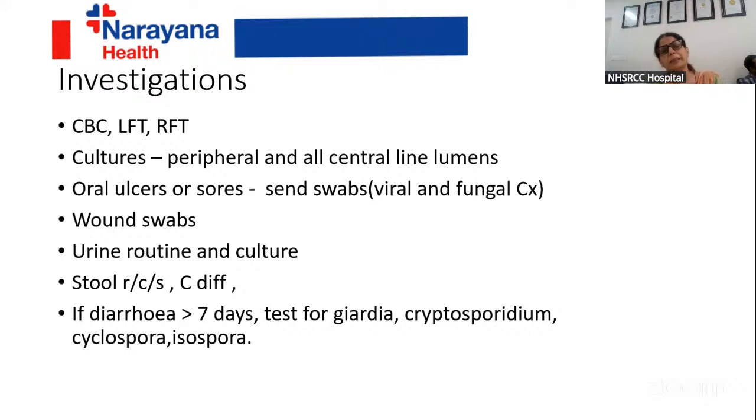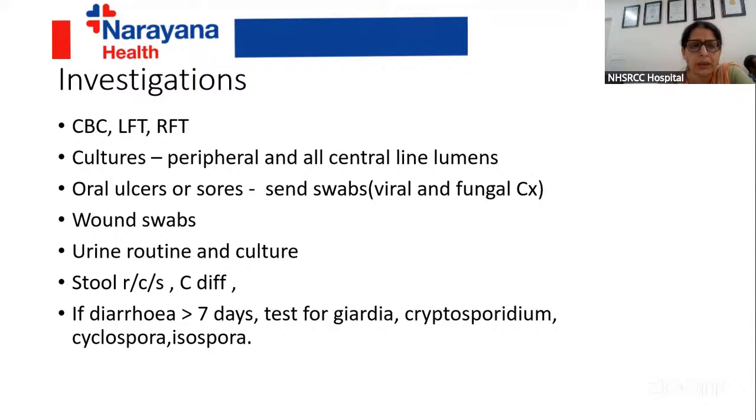Immediately collect a CBC, LFT, RFT. If the child has a central line, collect blood culture from all the lumens and send paired aerobic and anaerobic blood cultures and a simultaneous peripheral line culture. Now, the rest of the investigation should not be done first. You should commence your treatment before doing the rest of the investigation.